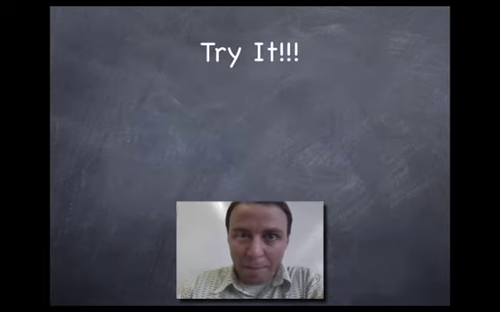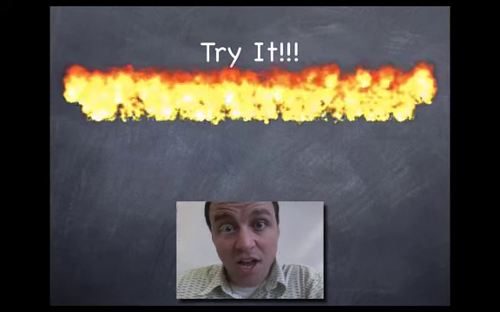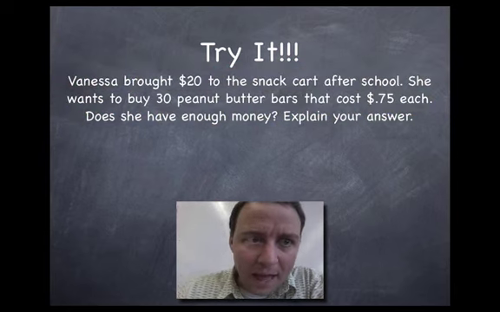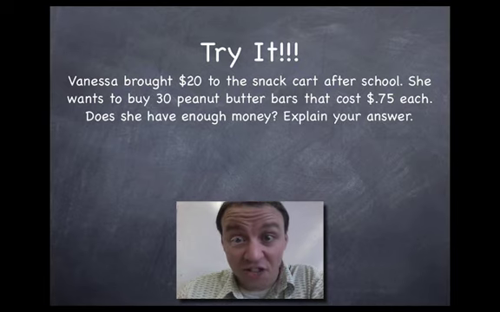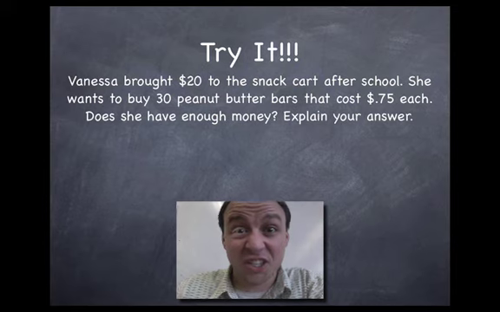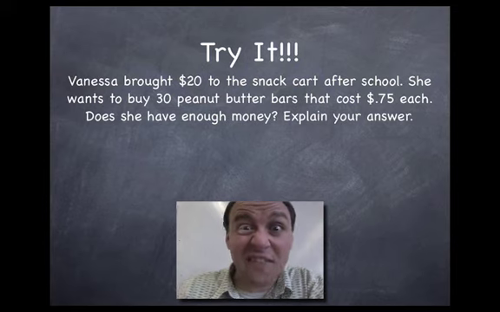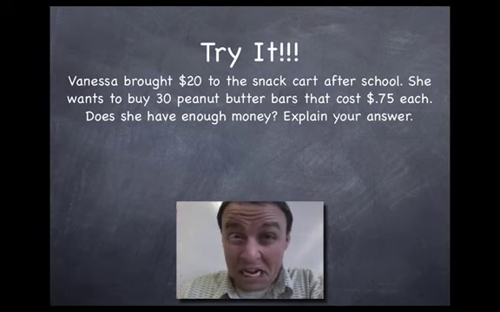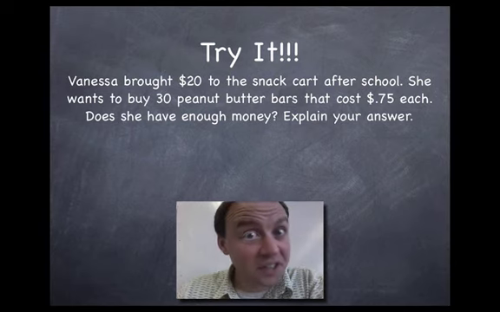Okay? So now, try it. Show me how big your brain is. Oh no, Mr. C, not a word problem. Yes, a word problem. Okay, Vanessa brought $20 to the snack cart after school. She wants to buy 30 peanut butter bars that cost 75 cents each, or $0.75 each. Does she have enough money? Explain your answer. It's very similar to our last problem, so let's see if you can do it.